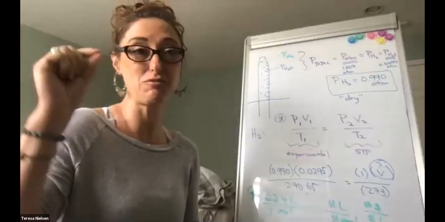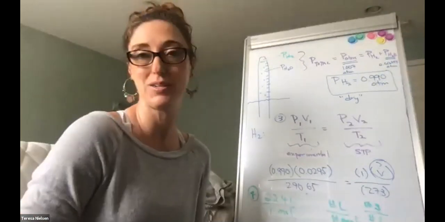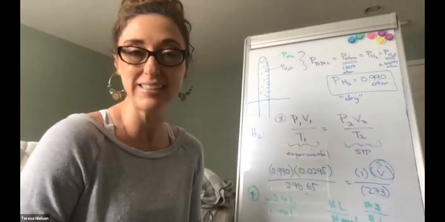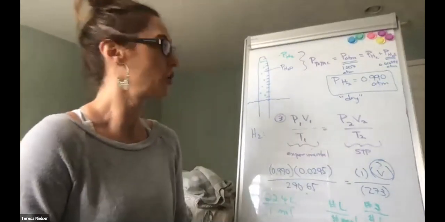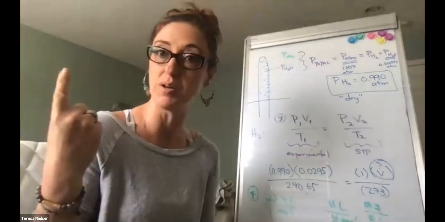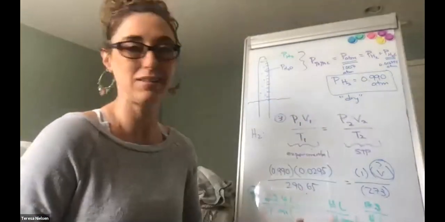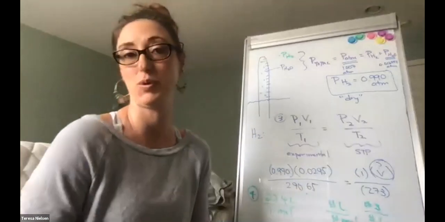And so that gives us a very, very small percent error, right? It's almost exactly the same as what Avogadro's hypothesis is. Avogadro said it's 22.4 liters for 1 mole. Our experimental data said 22.5 liters per 1 mole.